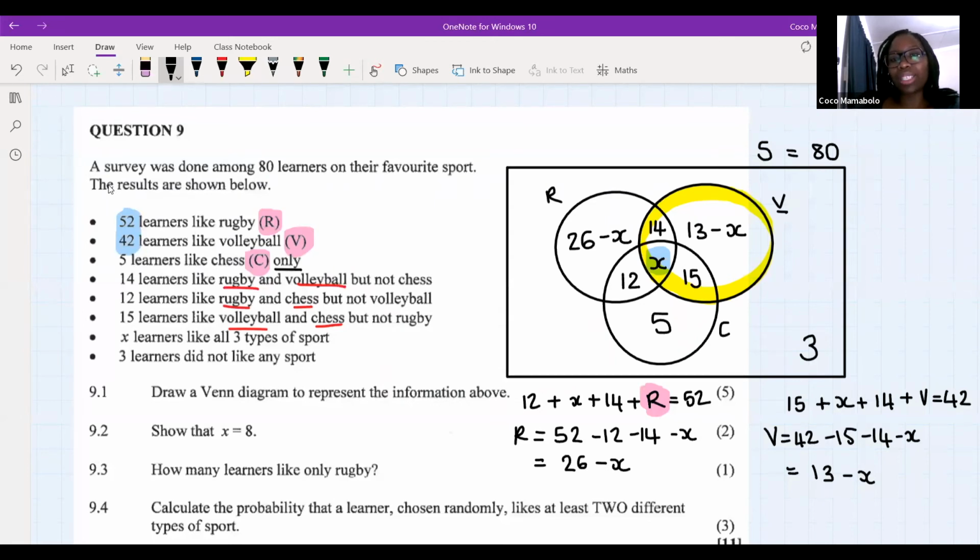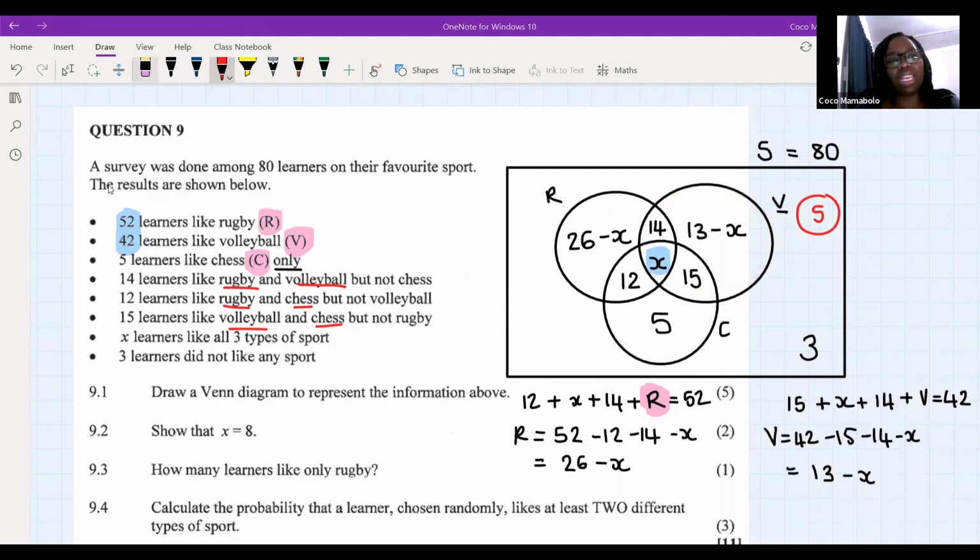So we know that this is what our entire Venn diagram will look like. You will get your full 5 marks if this is how you filled it in. Okay. So full 5 marks for everything that happens in this. Okay. Now it says in question 8.2, show that X is equal to 8.